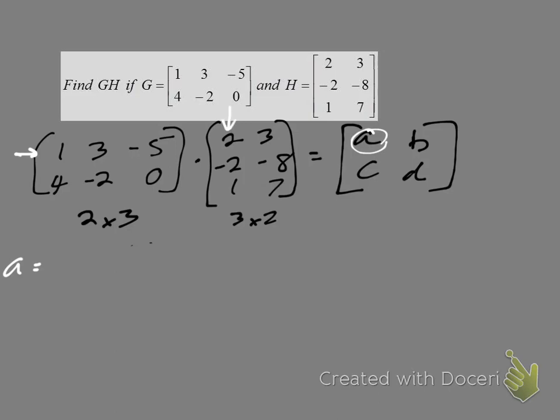This row, that column. Notice the only thing that changes is that instead of 2 multiplications, you now have 3. That is all that changes, how many multiplications you have. So, we go 1 times 2 plus 3 times negative 2 plus negative 5 times 1. That's negative 5.